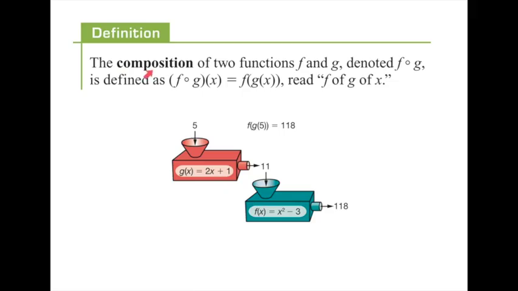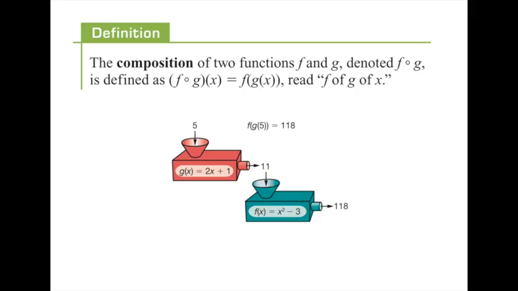The definition here is the composition of two functions f and g is denoted with this little open circle. Don't confuse it with multiplication. This is an open circle. It's defined as f of g of x, or you can have it written like this where the function is inside the other function, and it is read f of g of x. Meaning we have a function of a variable. And so you're taking the output, which becomes the input of the next function.